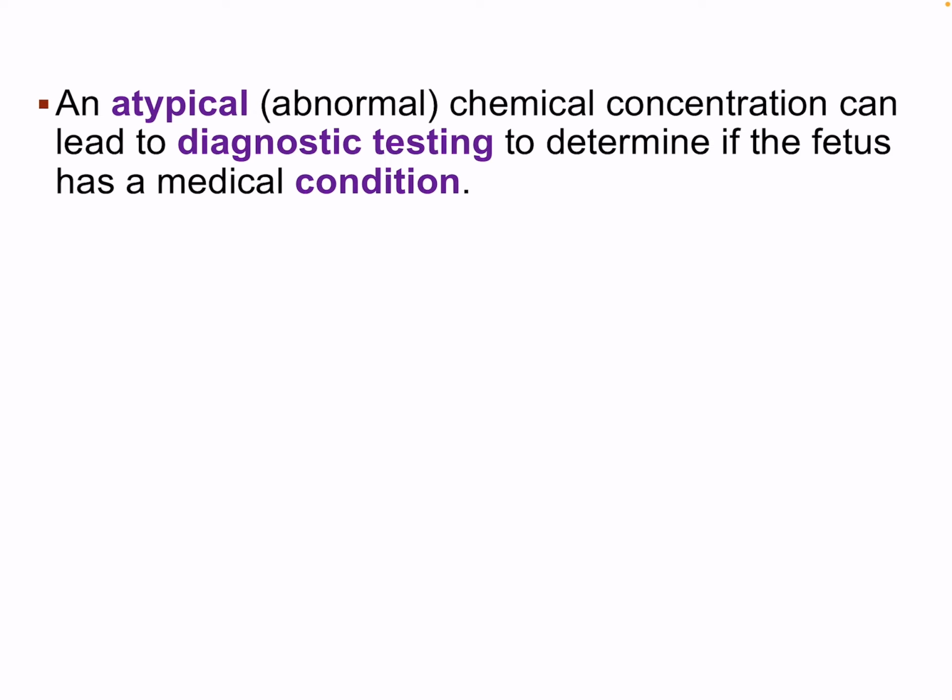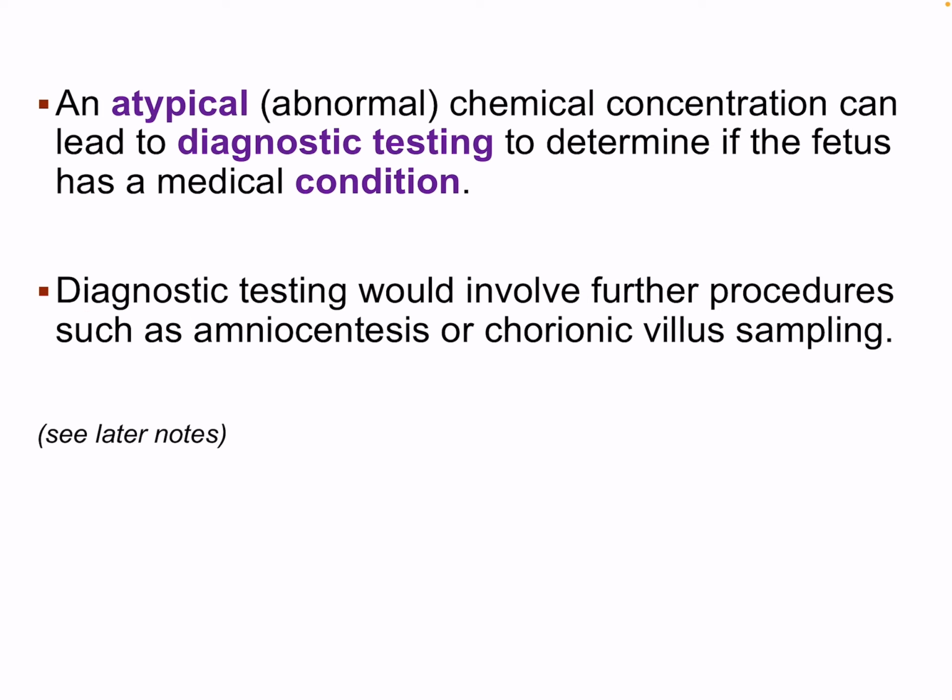So abnormal concentrations of these chemicals can then lead to diagnostic testing to determine whether the fetus has a medical condition. So like I said, these biochemical tests themselves do not tell you definitively whether the fetus has a condition or not. They are just screening tests to assess the risk, and then if the risk for a particular condition comes back high, then the parents would be offered additional tests. And these additional tests could be something like an amniocentesis or a chorionic villus sampling, which we will come back to in a moment.